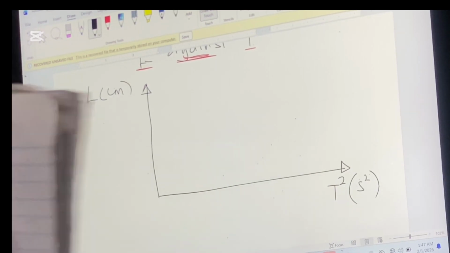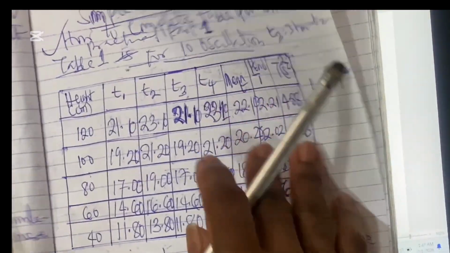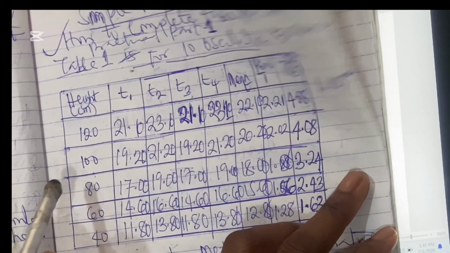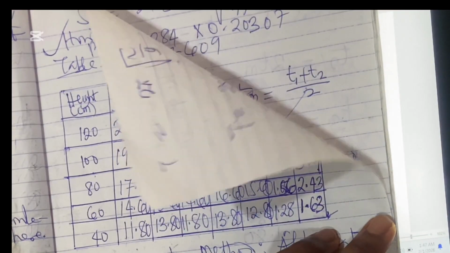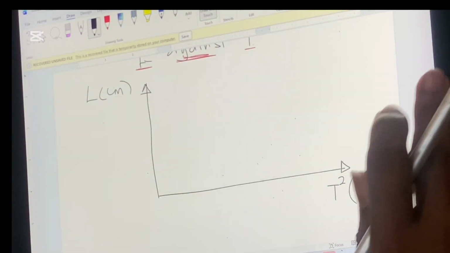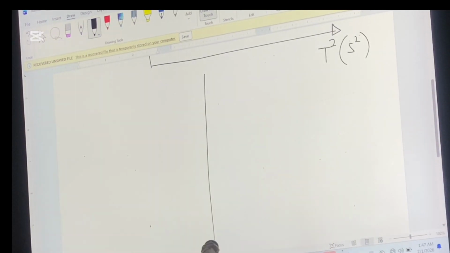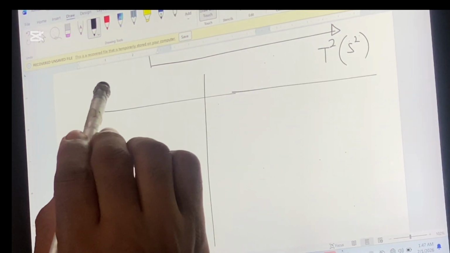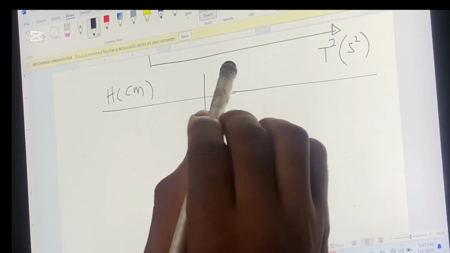Okay. So let's plot this graph here. These are the values given to us here. Now class, this is my L or H, depending on the graph you are using. You're asked to use these values and these values to plot the graph. These are the values of L or H. Okay, let me get the available values. Either H in cm, it is T square.